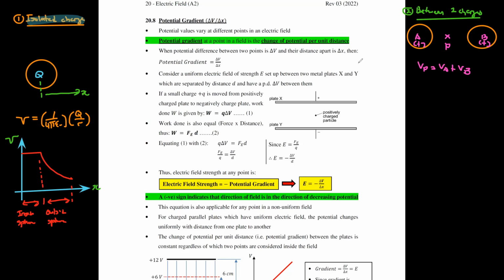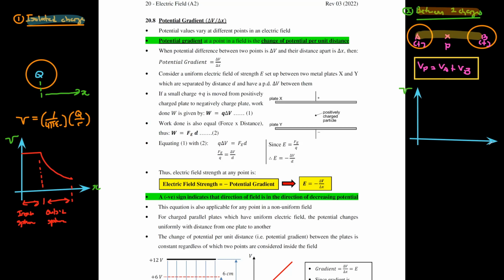But let's just say we then move on to another case where you have two different charges and you are interested in the electric potential between the two charges along this yellow line here. It was already derived for you that the potential at any point between the two charges would be Vp equals VA plus VB, such that if you were to draw a graph of variation of electric potential versus distance x again, what you expect to see is a graph that looks like this. Just give me a moment when I draw it out.